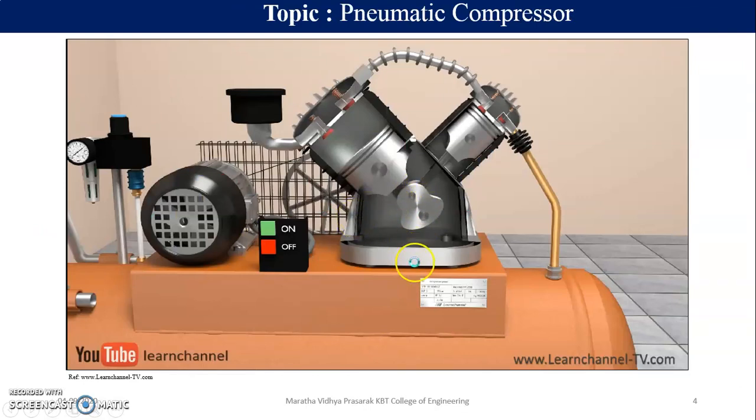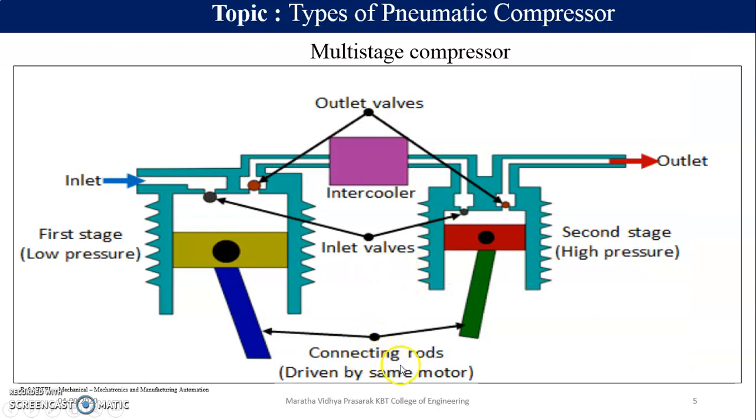The same is shown here, driven by the same motor. Now what happens? The inlet air is taken in, it is sucked, and then on the upward motion it is compressed and it opens this valve. It moves to the intercooler, and when it goes down it compresses again and is fed to the outlet. This is provided only to increase the pressure at the output side. जो pressurized air होती है उसका power बढ़ाने के लिए ये multi stage compressors use करते हैं.